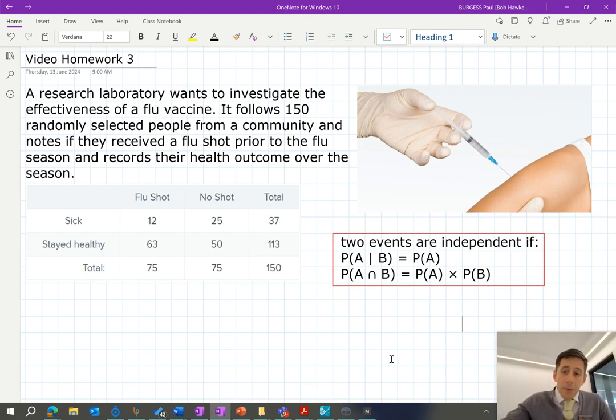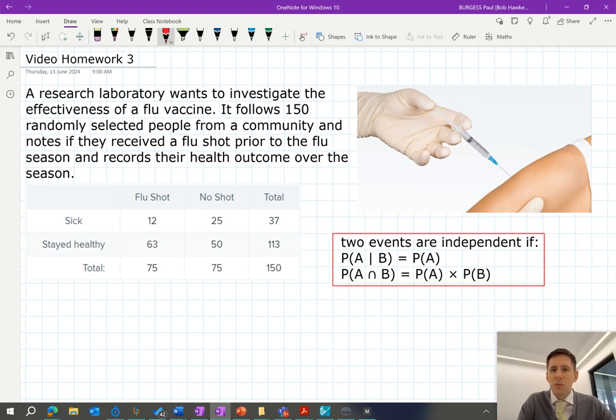Well, we've got the results of the study just there. And in the red box there, the little formula box, I've got two important formulas. So we can say that the two events are independent if either of these things are true, really. So either the probability of the first one happening, given the second one took place, is just equal to the probability of the first one happening. So in our case, that would mean the probability of getting sick, given you had a flu shot, was the same as the probability that you got sick. That would indicate the two events were independent. It didn't matter whether you got the flu shot or not. You still got sick with the same probability.